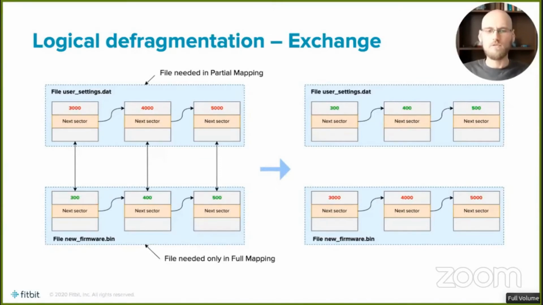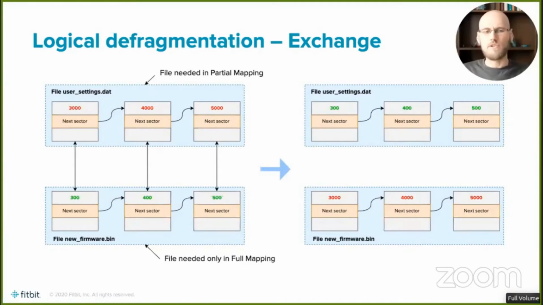Unfortunately, user settings, which must be available once we switch to partial mapping, has been created with logical sectors 3000, 4000 and 5000, while the new firmware file has been created with logical sectors 300, 400 and 500. After the exchange step, these two files will look like this. User settings will be stored in sectors 300, 400 and 500, perfect logical sectors for partial mapping.